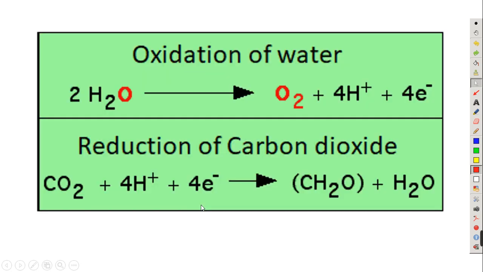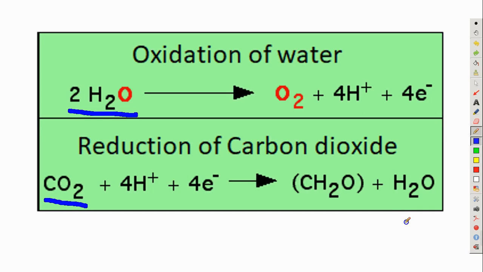The second thing we know from Ruben and Kamen's experiments is that, because of how water was labelled and how carbon dioxide was labelled, they were able to form the hypothesis that photosynthesis is two things. The first one being the oxidation of water. So water is transformed into O2 and 4 H pluses, 4 electrons, and on the other side it's coupled with the reduction of carbon dioxide. So CO2 is reduced into CH2O plus H2O.